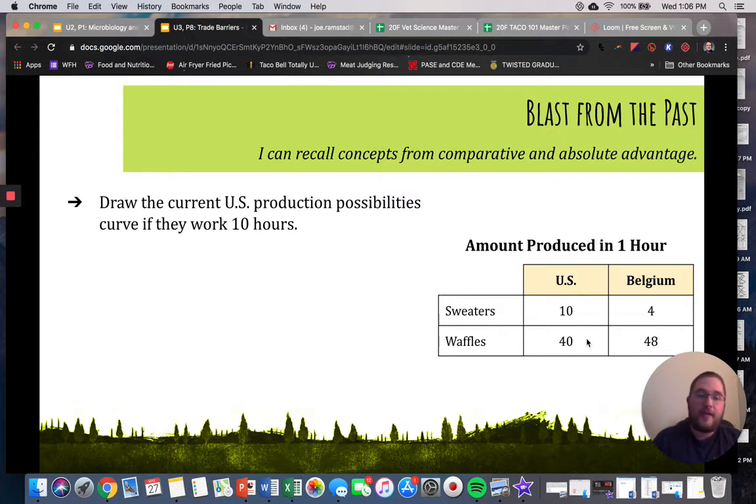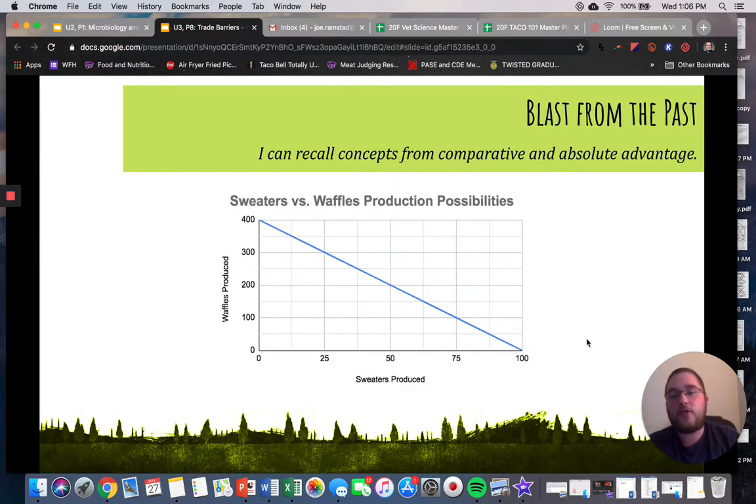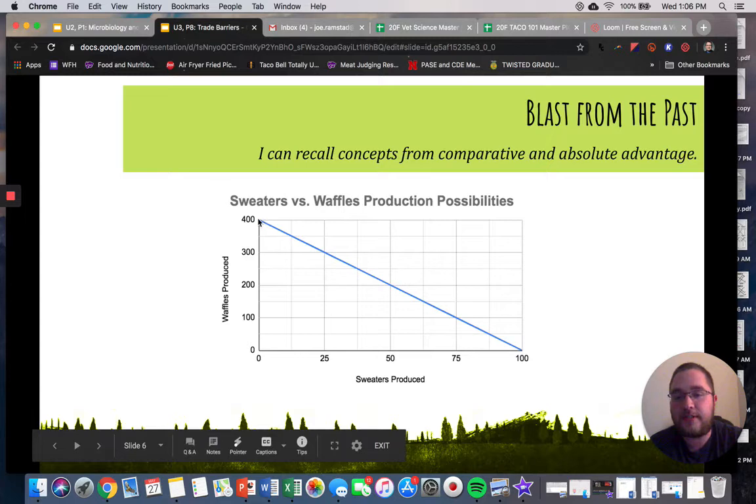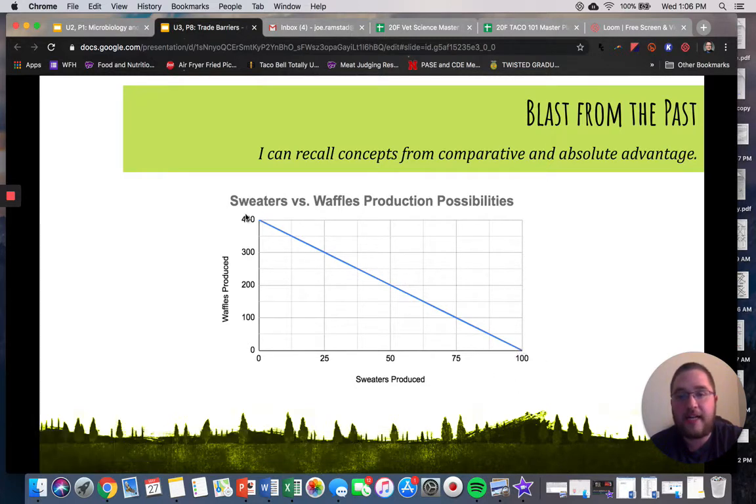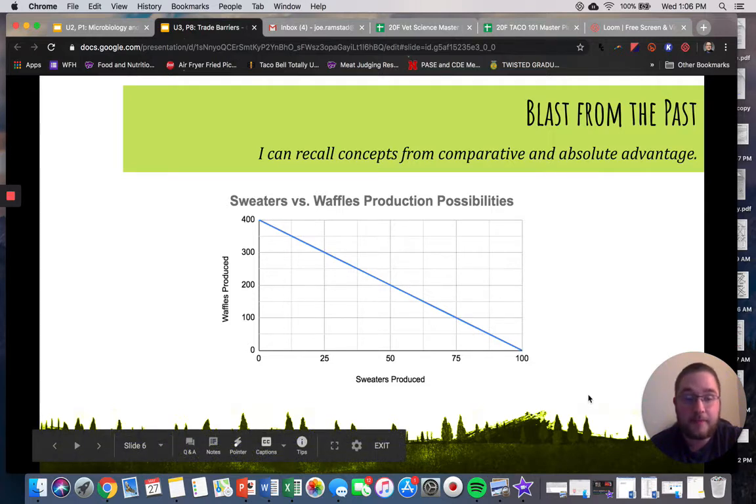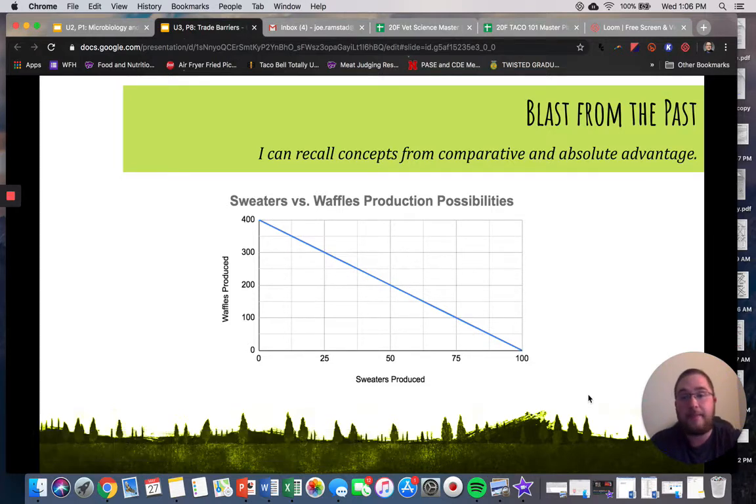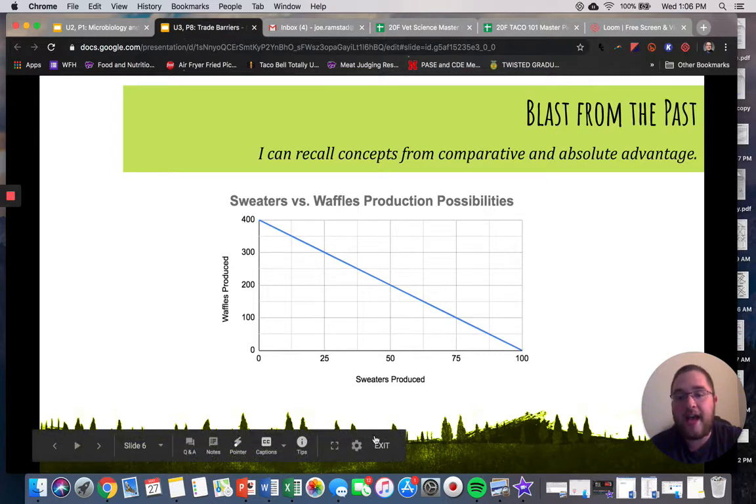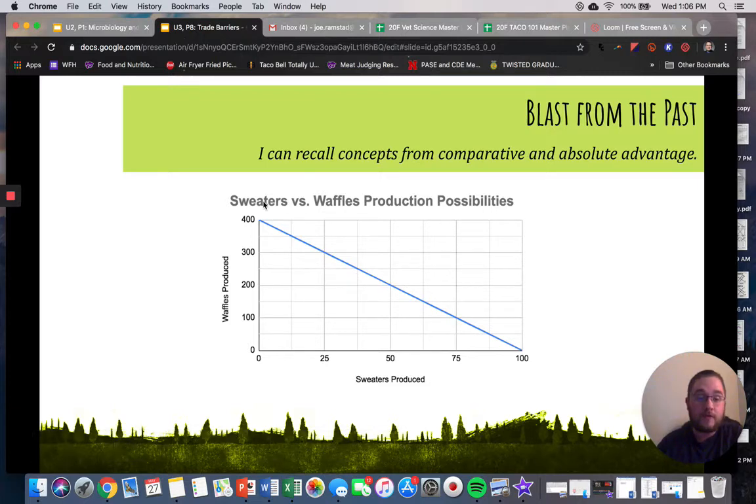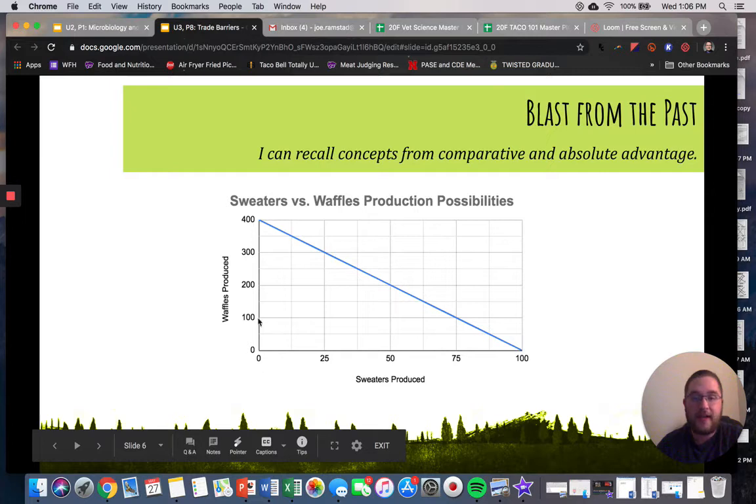All right, so hopefully you had a chance to do that. Hopefully you created a nice, well-constructed graph that's properly labeled, just like mine. So we have 400 waffles produced at the top and 100 sweaters produced at the bottom. And it's going to be a downward sloping line, similar to a demand line, as we remember from supply and demand. So we know that if we are investing all of our resources to produce waffles, we could produce 400 waffles, but we're not going to produce any sweatshirts. This is our production possibilities frontier.